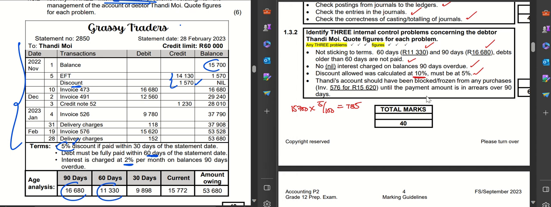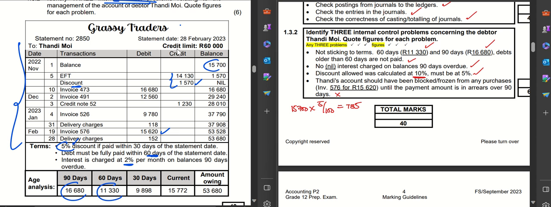The last point. Tandi's account should have been blocked or frozen from any other purchases. So we should have stopped selling to her because she is not complying to the credit terms. Tandi's account should have been blocked or frozen from any purchases. All right. Invoice 576, which is this one here, of 15,620 should not have taken place until the payment of the amount that is overdue was done.